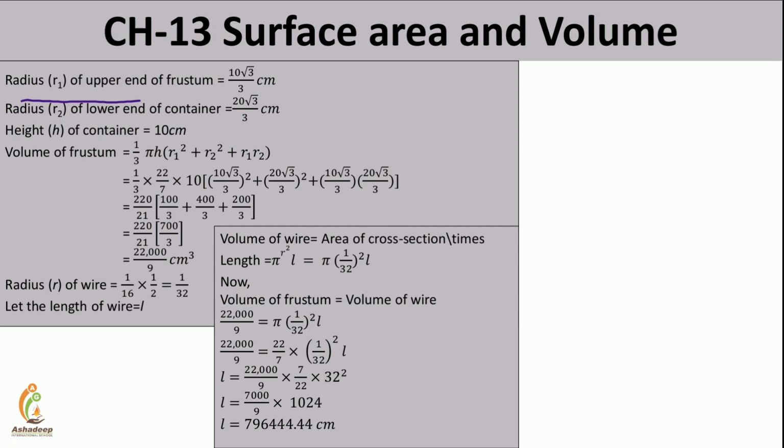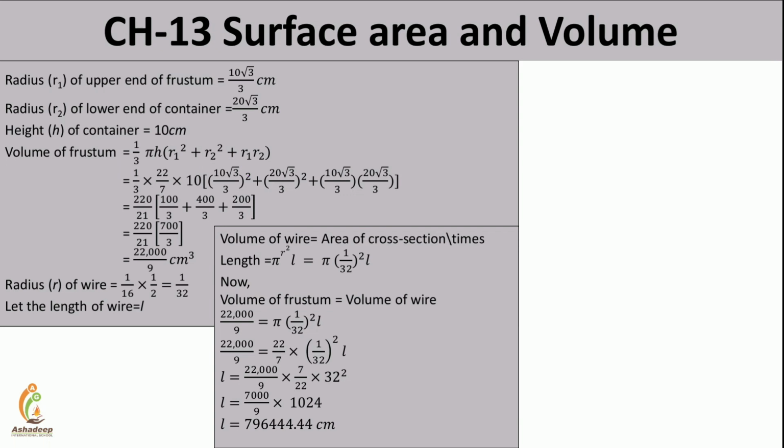Now this is the radius R1 and this is the radius R2, and the height H is 10. Here I'll change the notation. I'll take R2 as the bigger one and R1 as the smaller one. H is equal to the height of the container and that is 10. Now we first find out the volume of the frustum of the cone. Right? Just don't be panicked by seeing the root 3 or the root numbers.